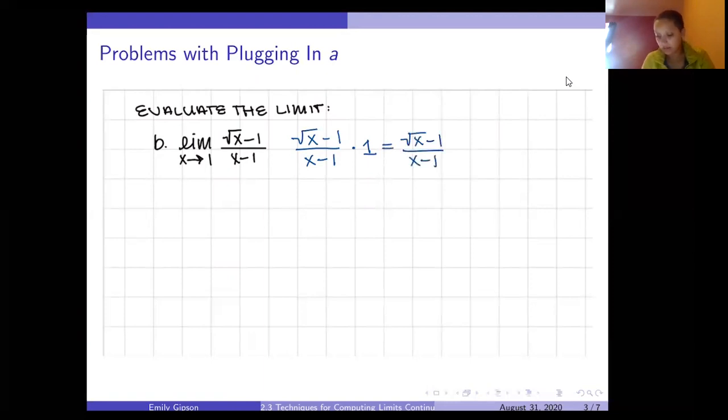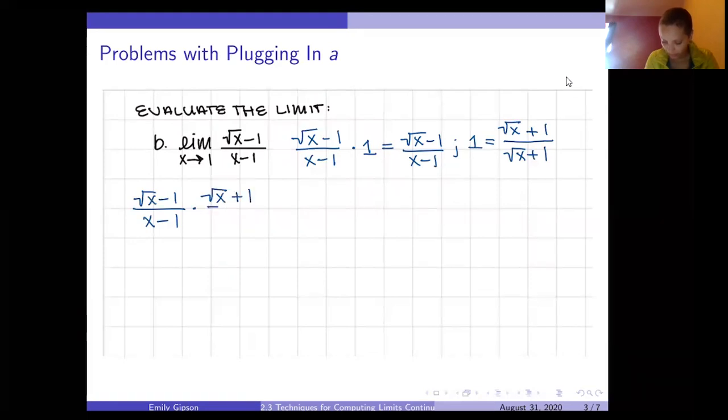And if you believe that, then you might also believe that we can let 1 be anything that we want. So I'm going to turn it into root x plus 1 over root x plus 1. And hopefully you believe that root x plus 1 over itself is equal to the value 1. So with that in mind, I'm going to take root x minus 1 over x minus 1 and multiply it by its conjugate, which is root x plus 1 over root x plus 1.